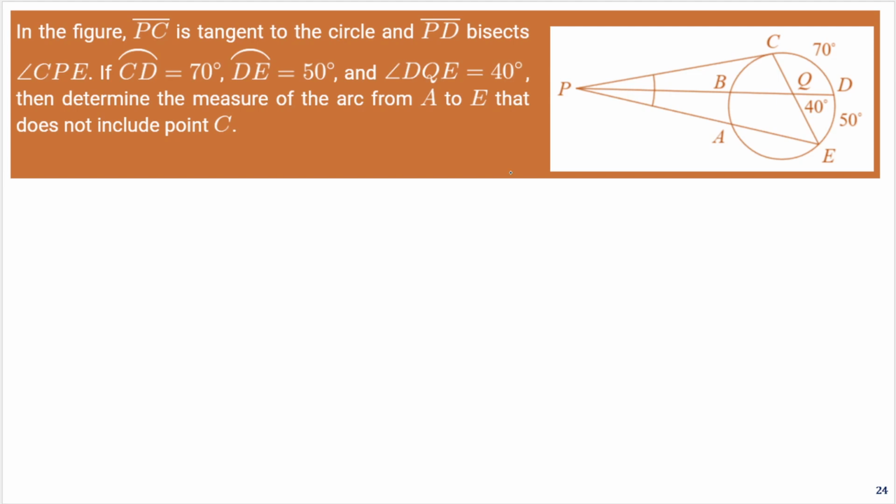So you want to find the measure of this shorter arc here, right? We know the whole circle is 360 degrees. We know this section CD, which is 70 degrees. We also know DE is 50 degrees. So if you can find this arc and this arc, then using 360 minus this part, this part, this part, and this part, that'll give us the measure of AE, right? So first of all, let's see if we can find the measure of BC.